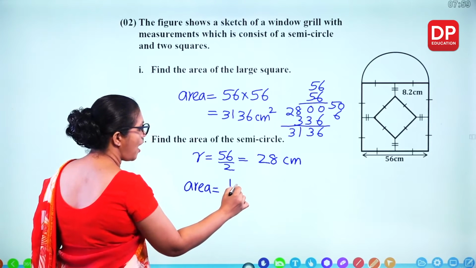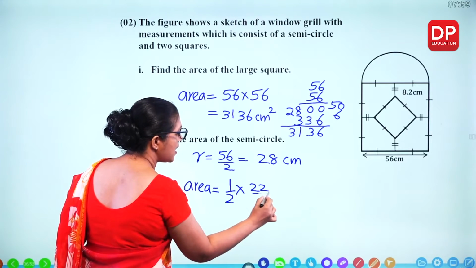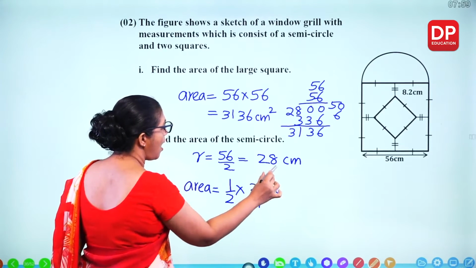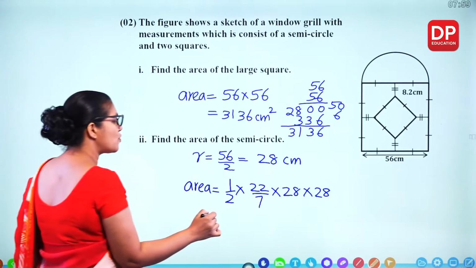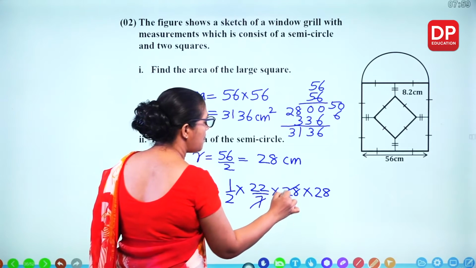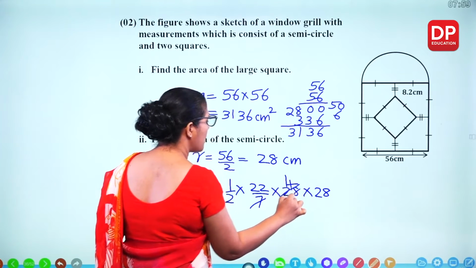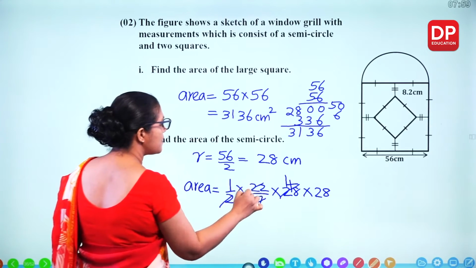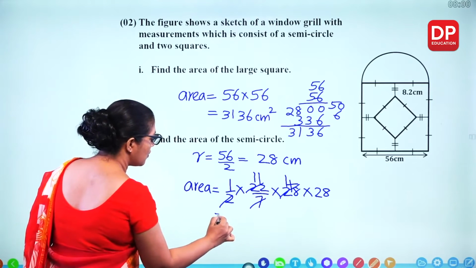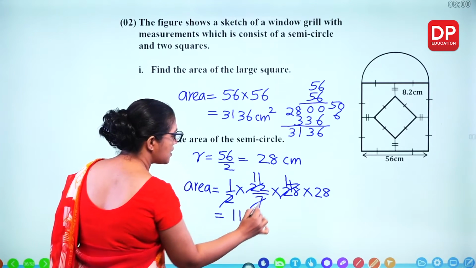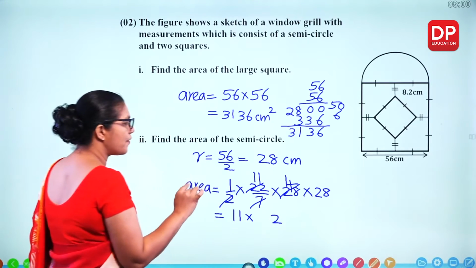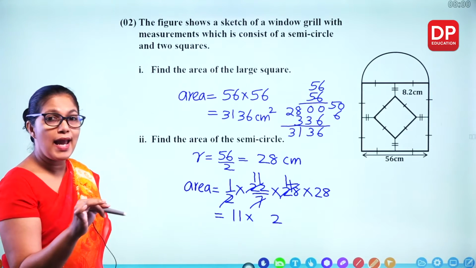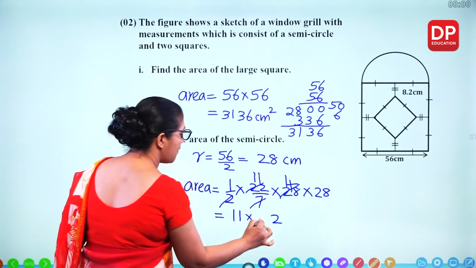Half pi r squared. Pi you can take as 22 over 7. R is 28, so 28 times 28. 7 times 4 is 28. Then 2 times 11. So this means 11 times 4 times 8 is 32, 3 remaining. 4 times 2 is 8, plus 3 is 11.